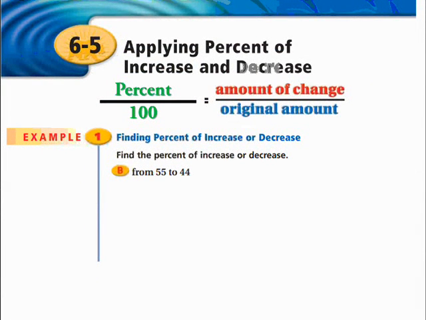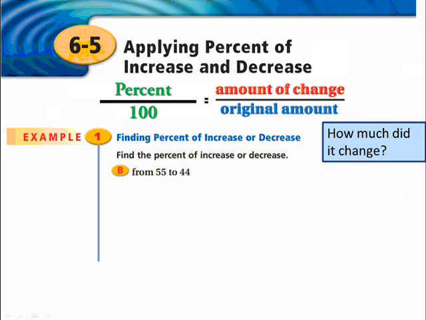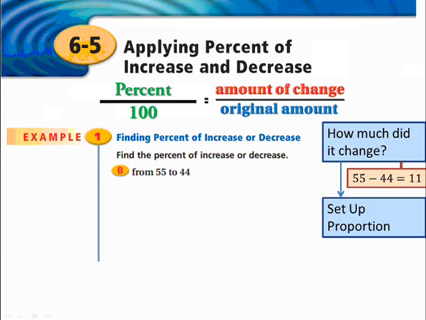Example 1b. Find the percent of increase or decrease from 55 to 44. We will repeat the same steps again. I'll go rather quickly this time. First, how much did it change? The difference between 55 and 44 is 11. So we can use that to set up our proportion. It's always the percent over 100. Again, the percent is unknown. What the problem is asking for is the percent. And the other ratio is 11 over 55, because 55 is what it started as.